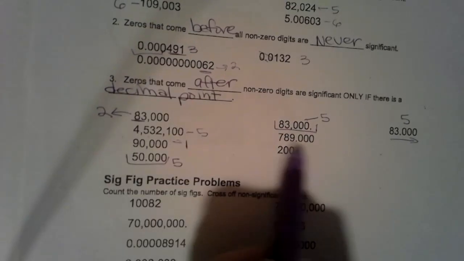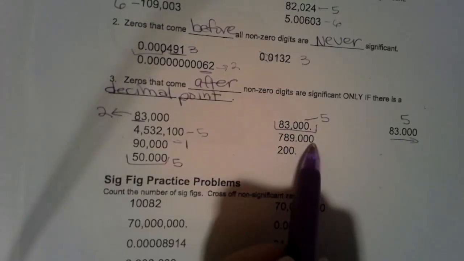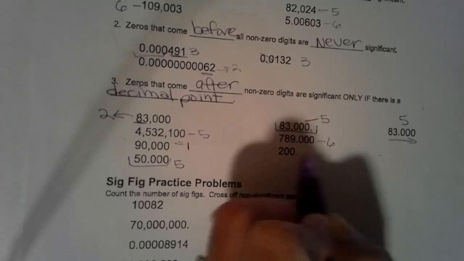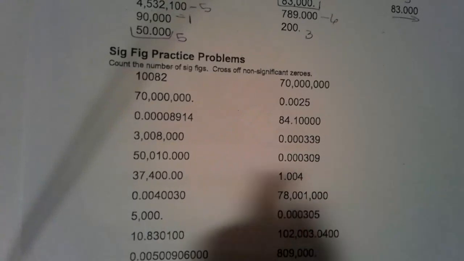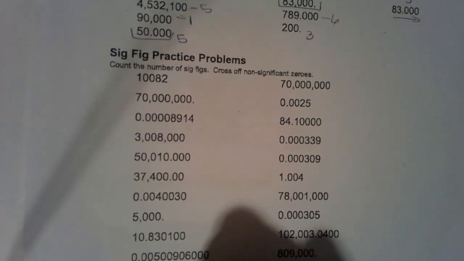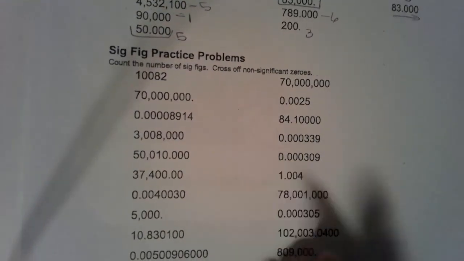It's when you have the zeros at the end with the decimal, then they are. So here we have 6 and here we have 3. Okay. So I'm going to run through a couple of these. We have only talked about 5 minutes, so I can do a couple of these.